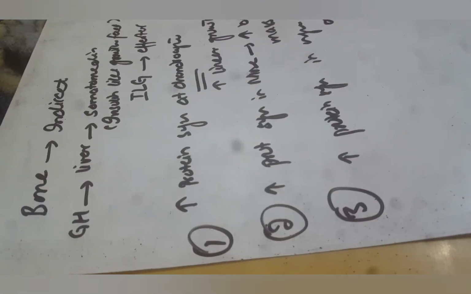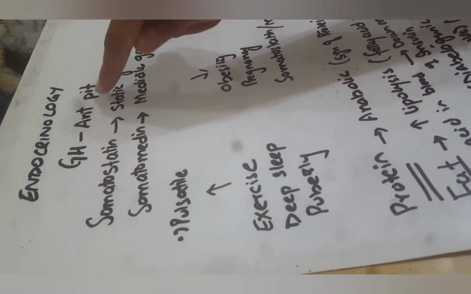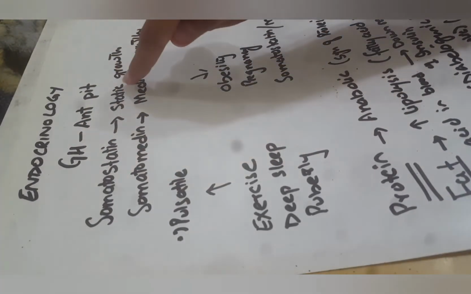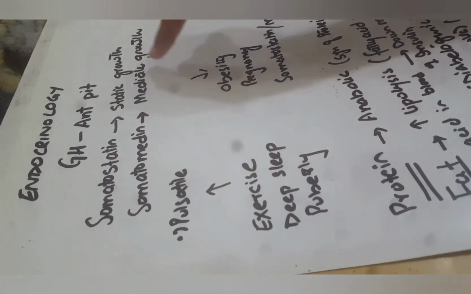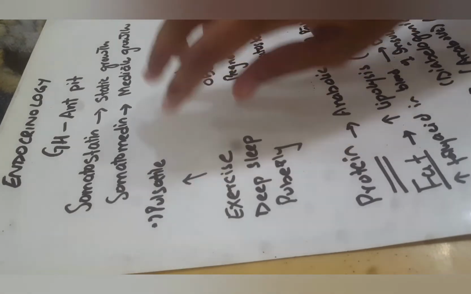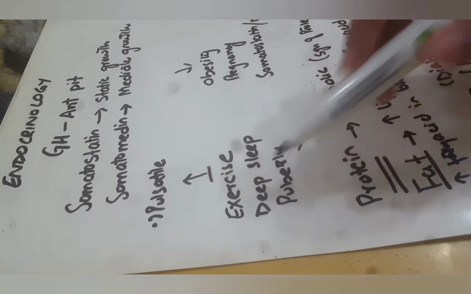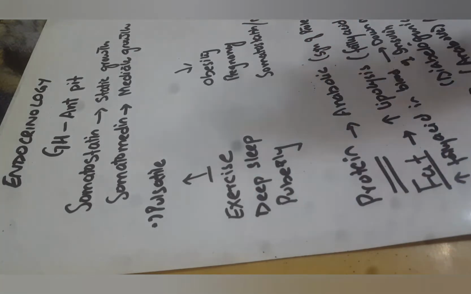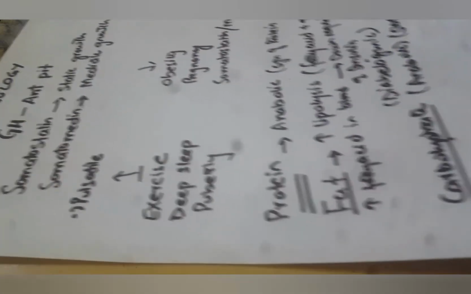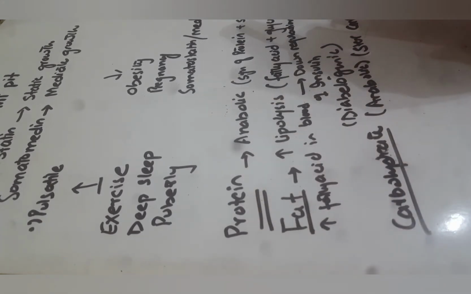Now I'll give you the summary. Growth hormone is released from the anterior pituitary. Somatostatin keeps the growth hormone static, and somatomedins mediate the growth. It comes out in a pulsatile fashion. Growth hormone increases in exercise, deep sleep, and puberty, while it decreases in obesity, pregnancy, and by somatostatin. Its action on proteins is anabolic: it leads to the formation of proteins and stores them.